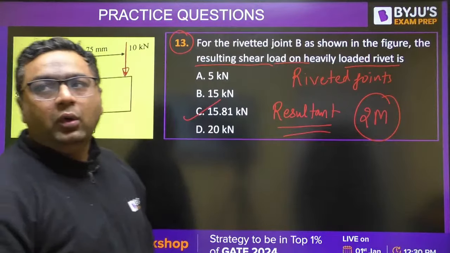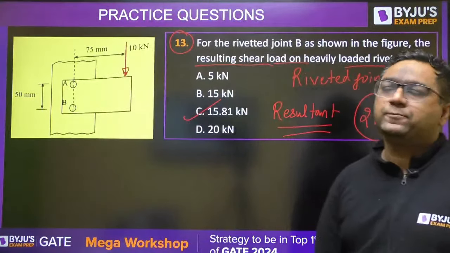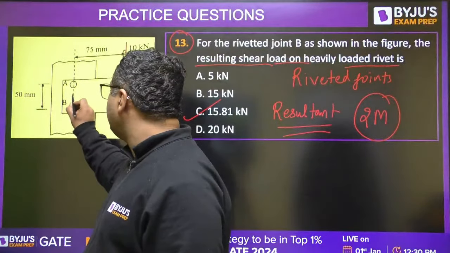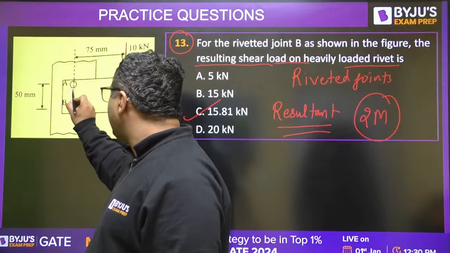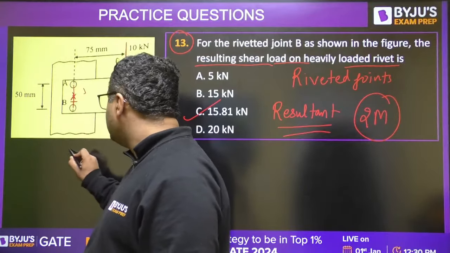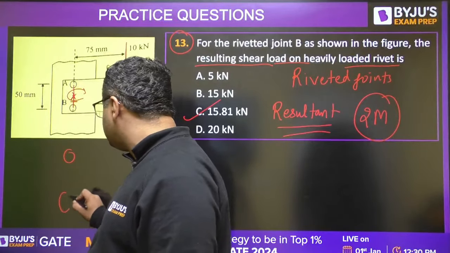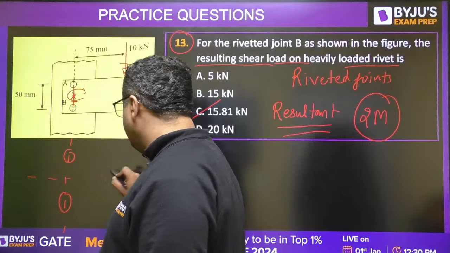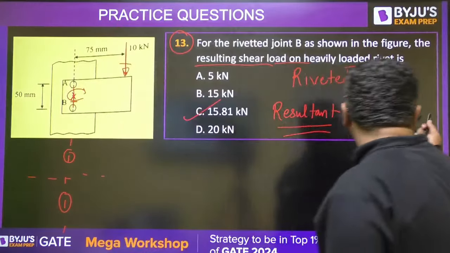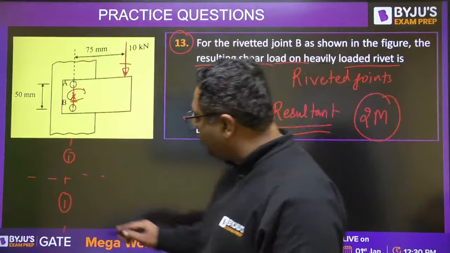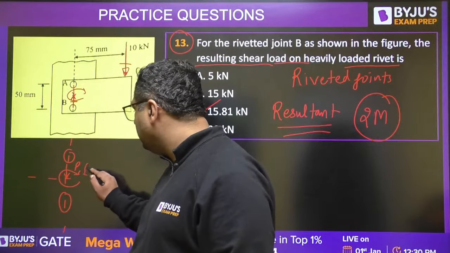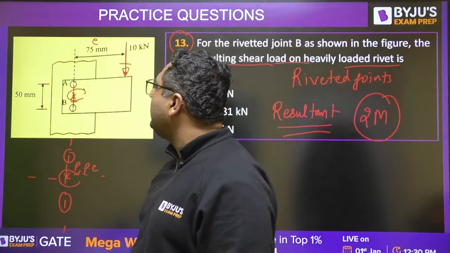I will tell you how to solve it. First of all, my dear, you will see the effect of this load at the centroid. The centroid of the rivet will be coming here. So you will apply one force here, another force here; this and this will make a couple. So for these rivets, we are coming up with two things: one is the force P, the other is the couple P into E. So this is the eccentricity, directly given.